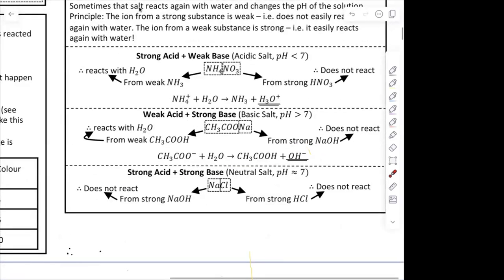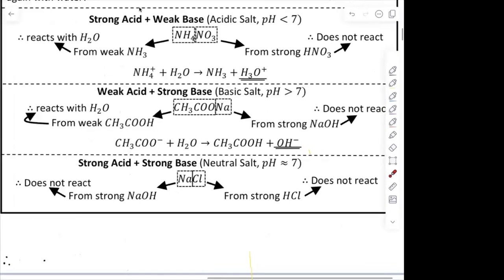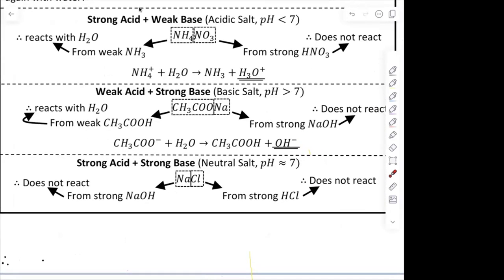And then finally, let's look at strong versus strong, like I mentioned. Again, my sodium comes from sodium hydroxide. That's going to mean I end up with a weak conjugate, will not react. My chlorine is going to come from a strong acid. That's HCl. The conjugate will be weak, will not react, right, at the end of the day. So we end up with a neutral salt, because that is not going to react with the water again.